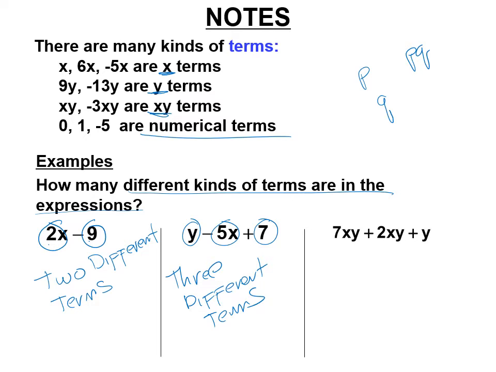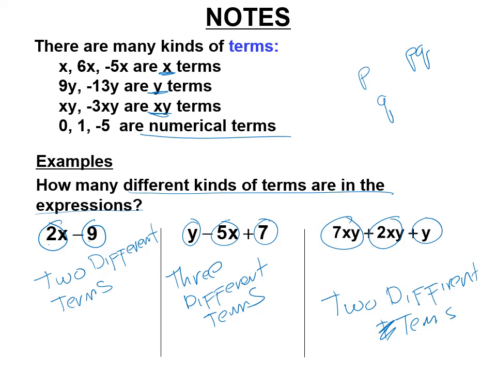Okay, one more time. All right, so here we have 3 terms, but 2 are the same. So we have 2 different terms and 2 that are the same. But I asked the question, how many different kinds? 2 different kinds of terms.